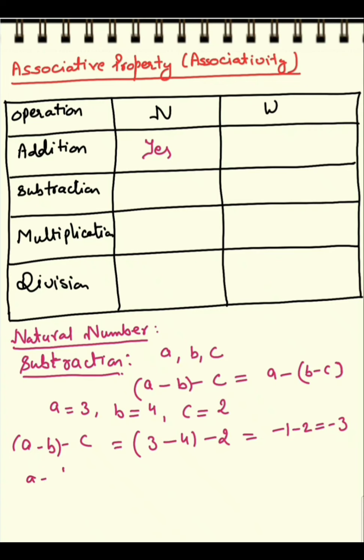And similarly A minus (B minus C). A is equal to 3 minus B minus C. B is 4 minus 2, which is this 2. This is equal to 1. And these two are not equal. That is, the subtraction of natural numbers does not satisfy associative property. So we can write here no.